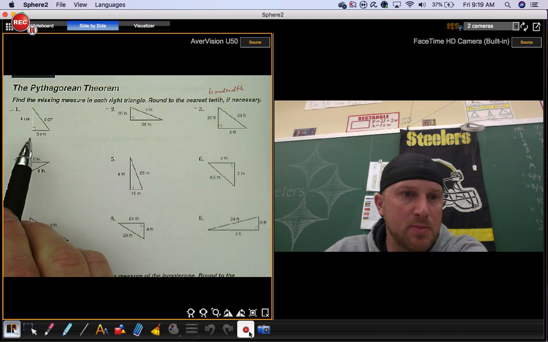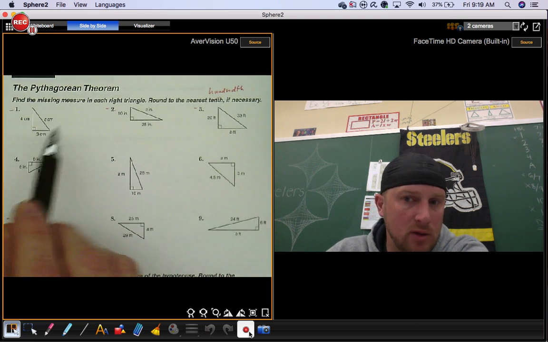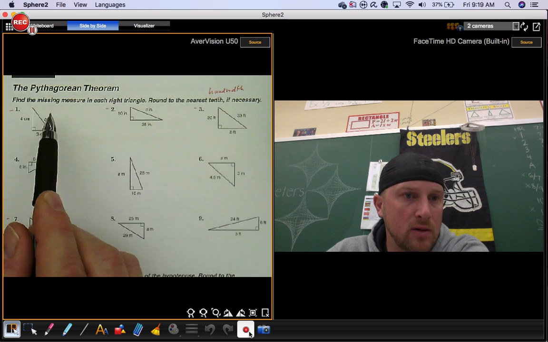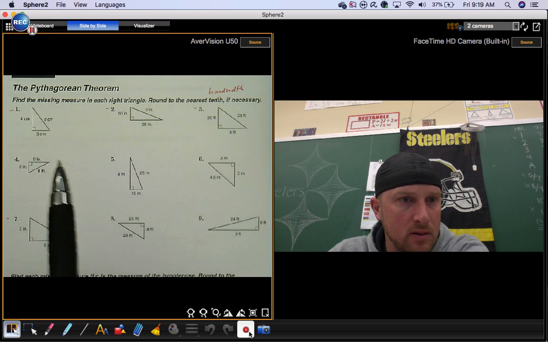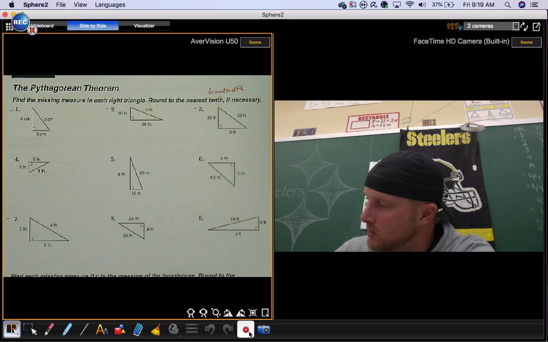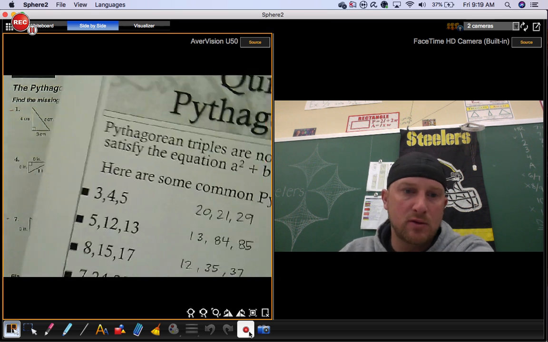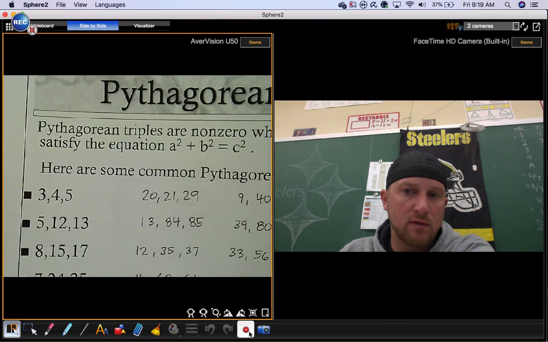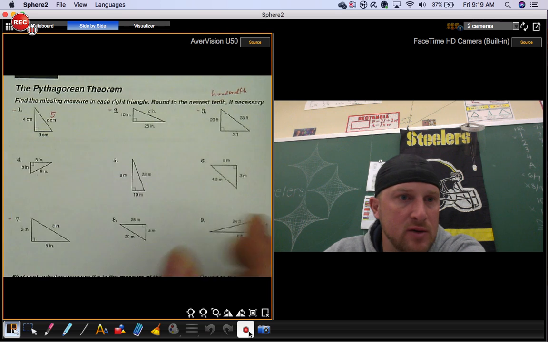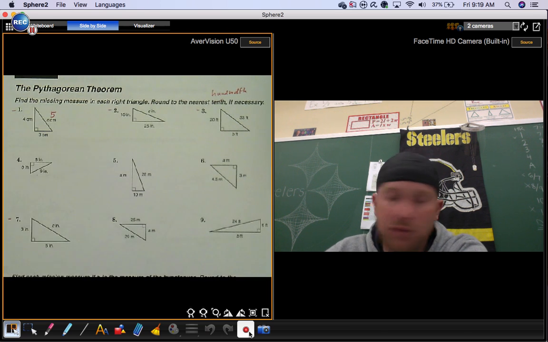So remember, to use the Pythagorean theorem, you need to have a right triangle, and all of these are right triangles, so that's fine. You need to know 2 of the sides. You can always find the third side. This first one is a special one, 3, 4, and something else. If you remember your shortcuts, there's a triple, 3, 4, and 5. So you don't have to do any work.